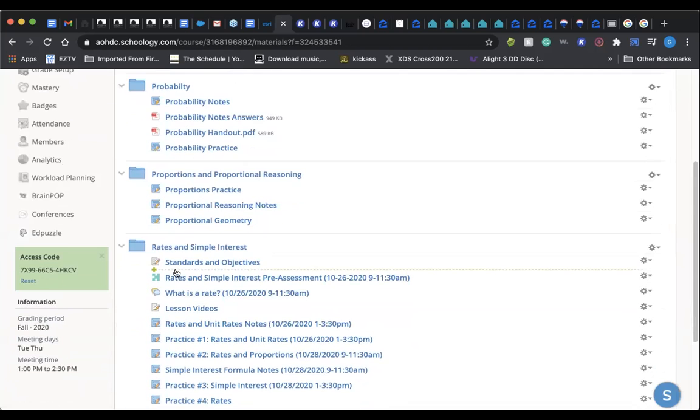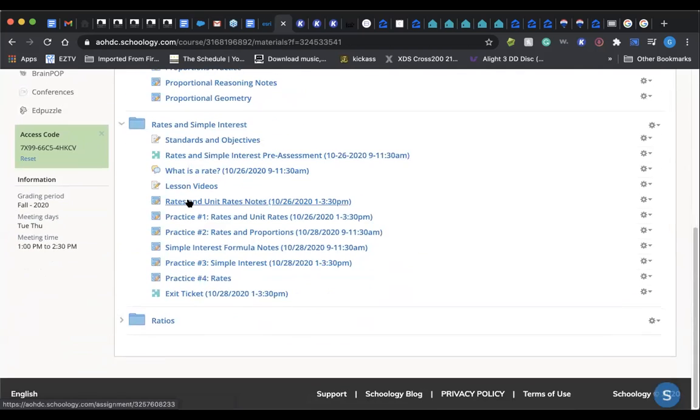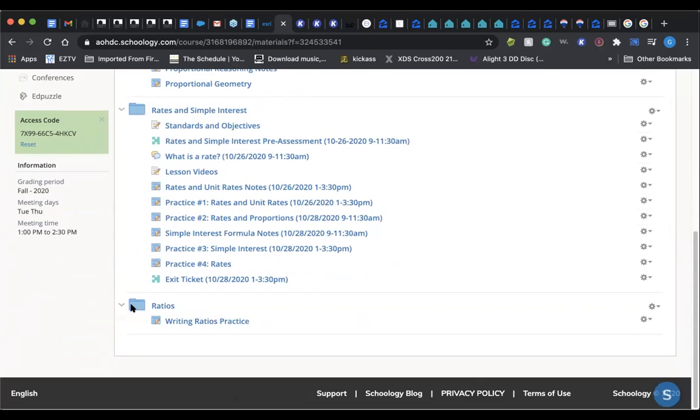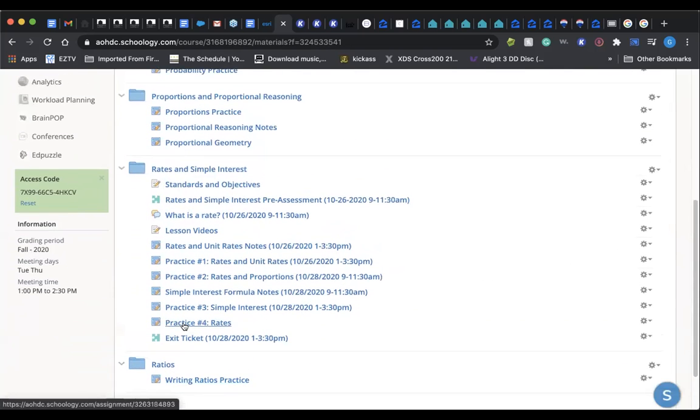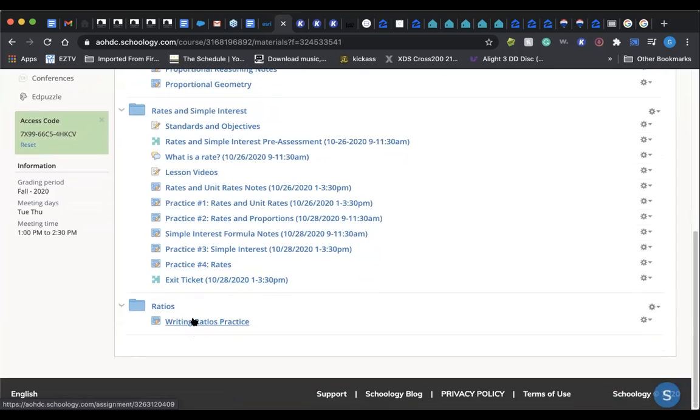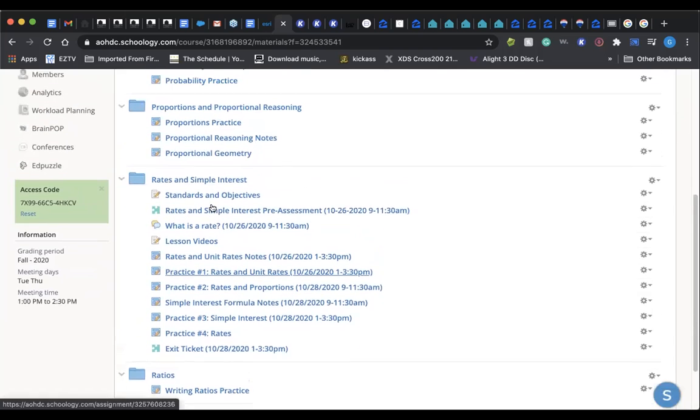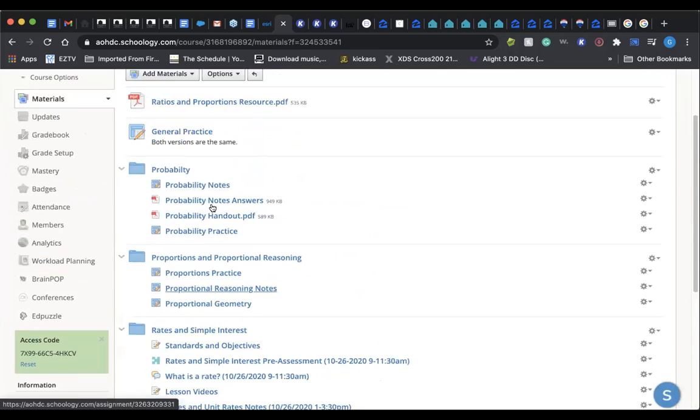Rates and simple interest, this is the one that's the most elaborate. It has a very step-by-step process of different things you can do, and even a recording of me going through the notes and filling out the notes with students. So that's also very helpful if you want to go through that. And then just a little bit of extra practice on ratios, which the other things are all based on. So I don't think you need additional practice on ratios, but I put it in there just in case. So that's what's in that folder and what can help you guys out.